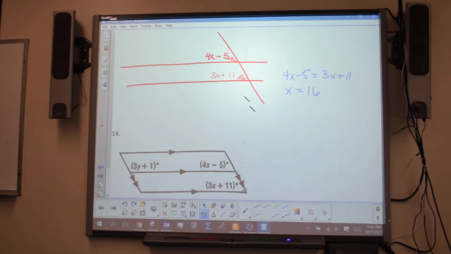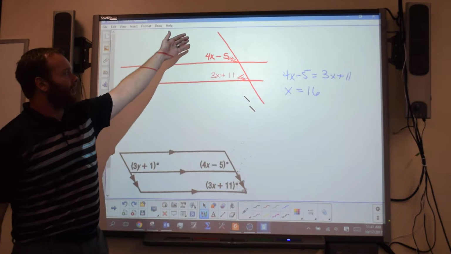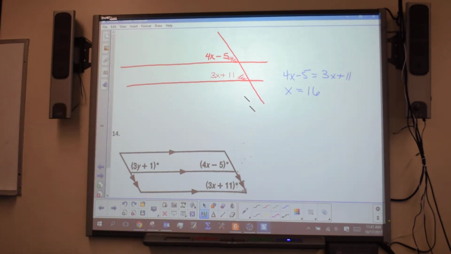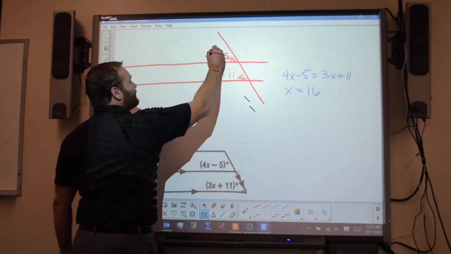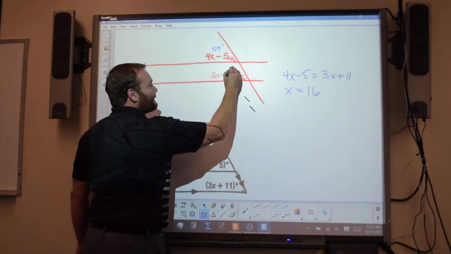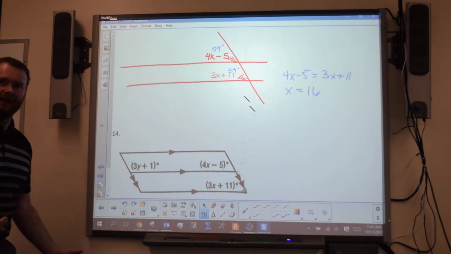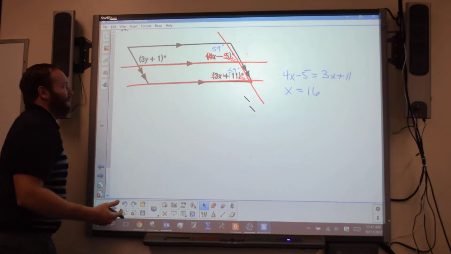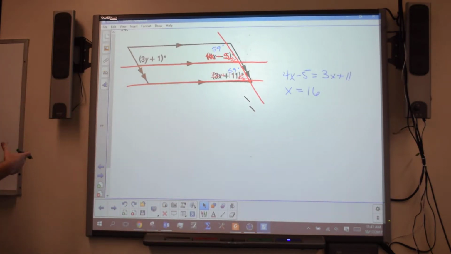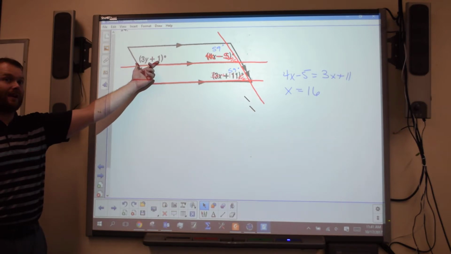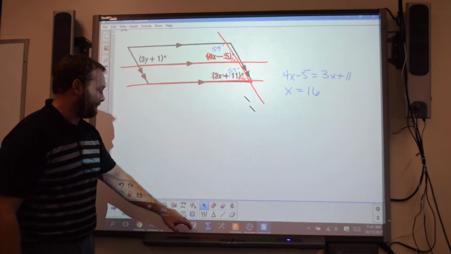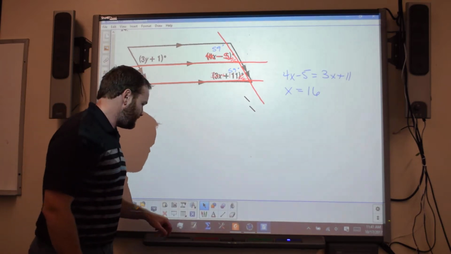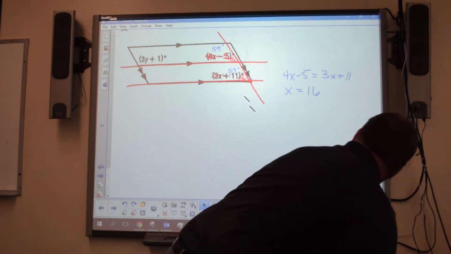Now, if I know x is 16, can I go back and find the values of these angles? Yes. Okay, so what's 4 times 16? 64. And what's 64 minus 5? 59. Okay. So those two angles are both 59, right? Yeah. Okay, so now we've got to find y. And if we're going to find y, we should probably use an angle that is expressing y, right? Using that variable in its expression. So let me clean some things up here.